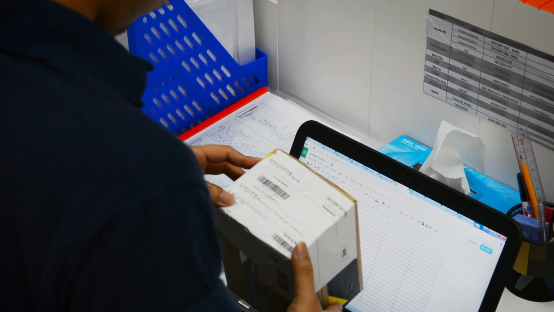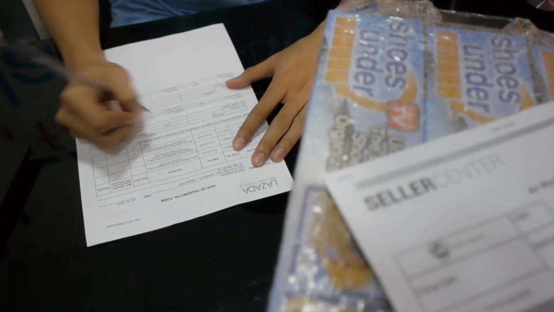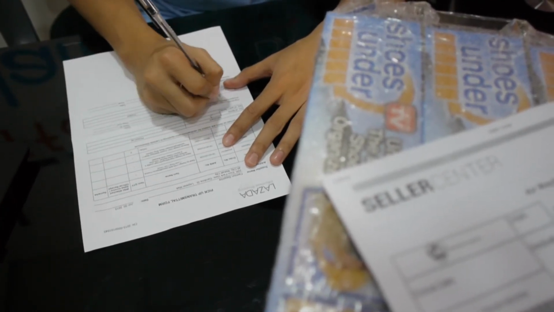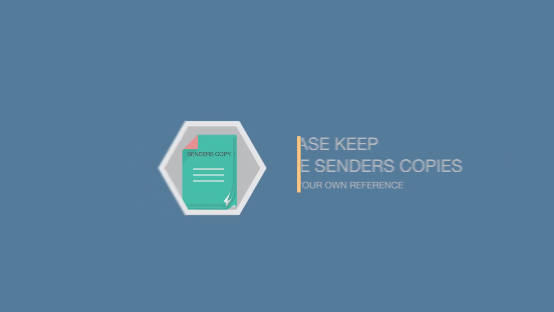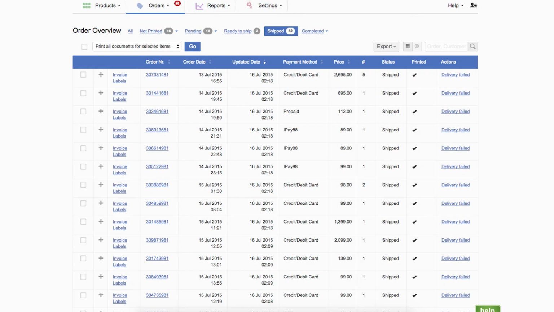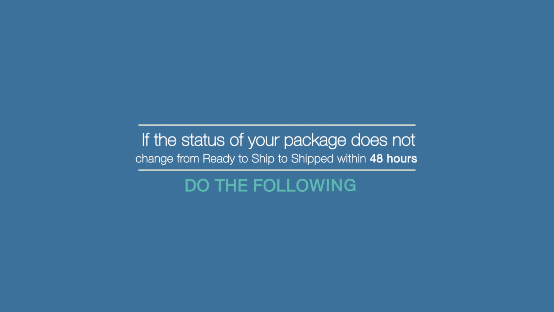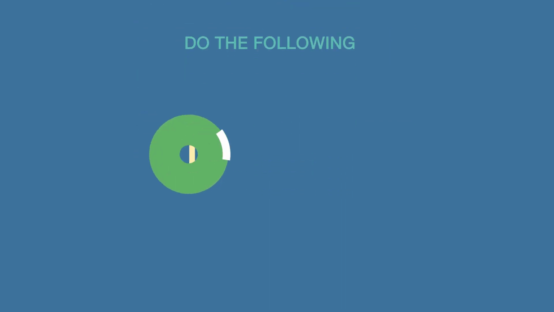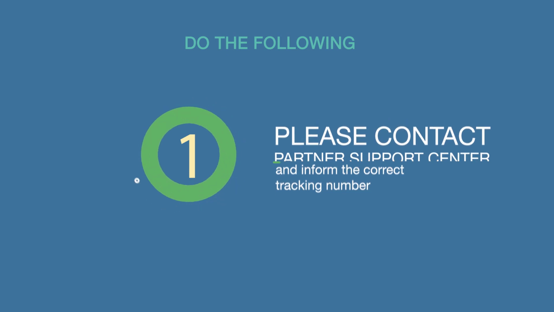Get a drop-off acknowledgement from TACBIN agent. Get it stamped on the sender's copy, since this will be considered as your proof of handover to TACBIN. Please keep these sender's copies for your own reference. Once you have dropped off the item, the status should change from ready to ship to shipped within 48 hours. If it does not, please contact PSC or Partner Support Center and inform them about correct tracking number.